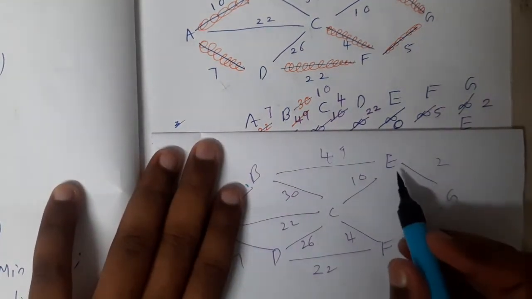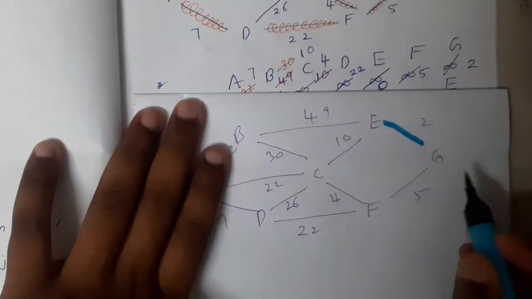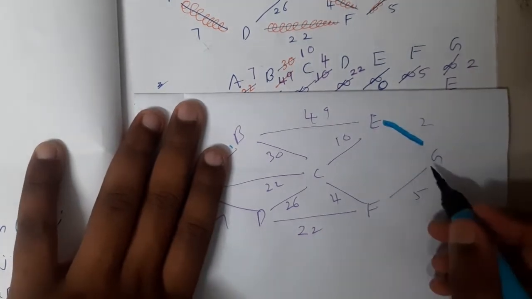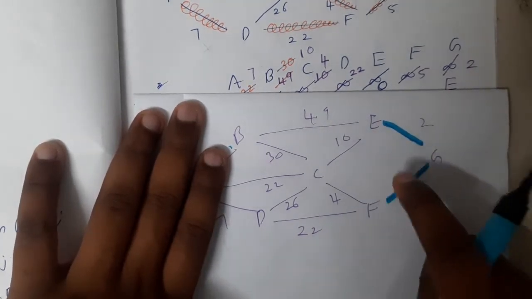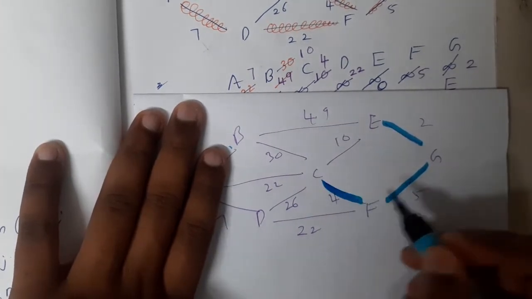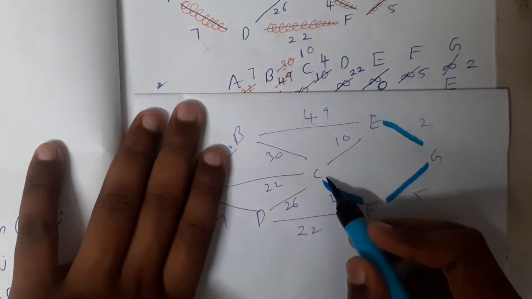Now first check from E which is the minimum cost. 2 is the minimum cost, so come this side. Now you will check from E and G which is minimum. This path is minimum. Now from E, G and F, which is minimum? This is minimum. From E, G, F and C, which is minimum?